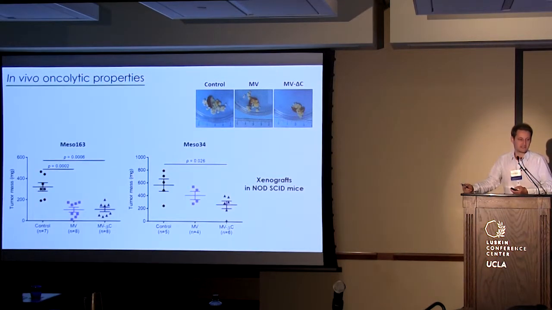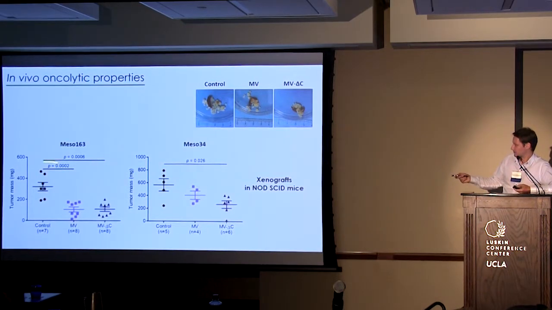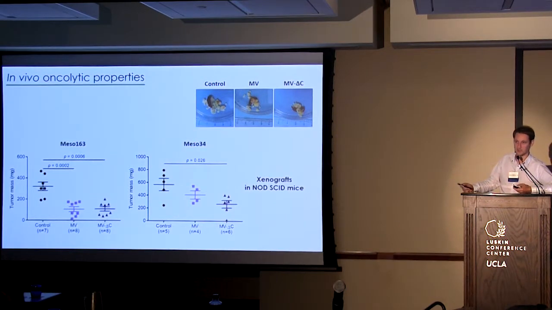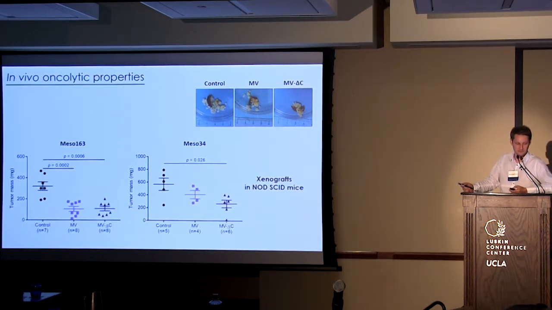So what we found is that MV delta C was at least as good as MV to induce tumor regression. So the tumors were allowed to grow for 3 weeks intraperitoneally, and then we injected the virus and checked 2 weeks later. We recovered the tumors and we just weighed them. So the virus is as good as an oncolytic.